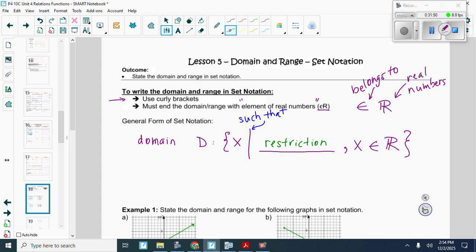The range is going to be similar. For the range, you can either use the whole word or a capital R. You're going to have an open curly bracket. What variable do we use for range? Y. Awesome. You're going to do Y, then a such that bar. You're going to separate the variable from the restrictions. So same thing, there's going to be something here if there are restrictions.